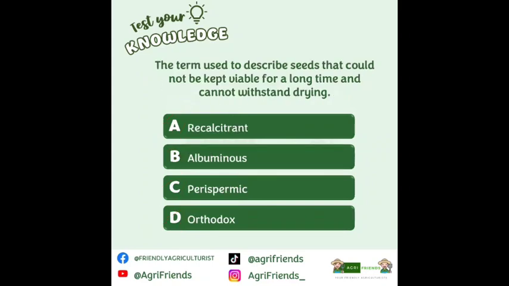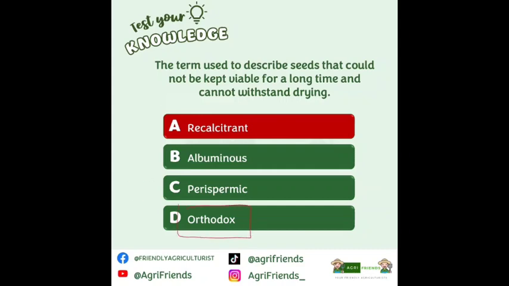Next, the term used to describe seeds that could not be kept viable for a long time and cannot withstand drying. A. Recalcitrant. B. Albuminous. C. Perispermic. Or D. Orthodox seeds? The answer is recalcitrant seeds. This is also called as the desiccation-sensitive seeds. So they cannot survive drying below 20 to 30% of their relative moisture content. An example of this is the avocado and cocoa.